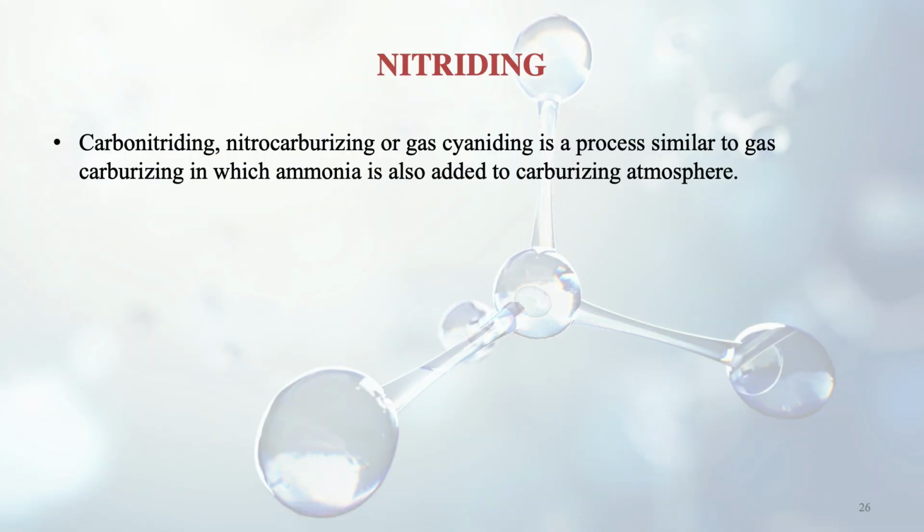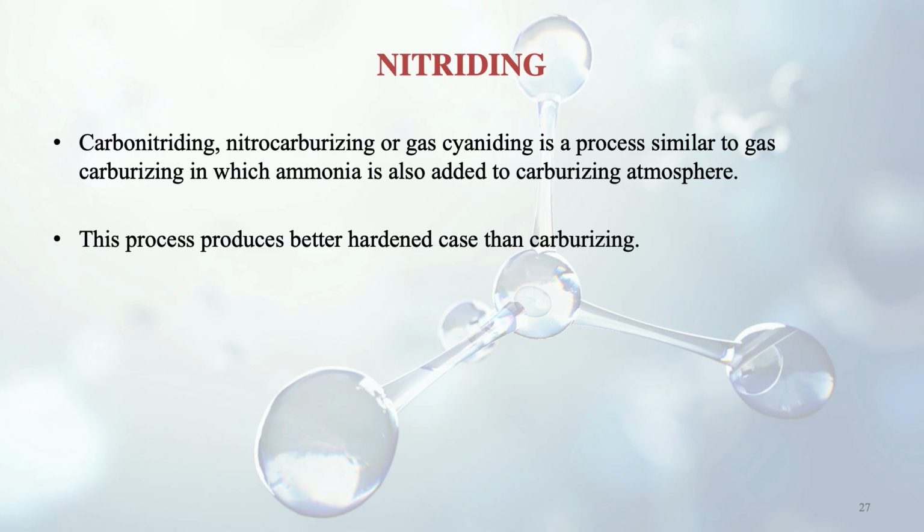Carbonitriding, nitrocarburizing or gas cyaniding is a process which is similar to gas carburizing also, but here ammonia is also added to the carburizing atmosphere. We need ammonia in this process, and this process is actually better than the carburizing process. It gives us a better hardened case than carburizing. But again, we have to see what type of steel can be hardened through this process.